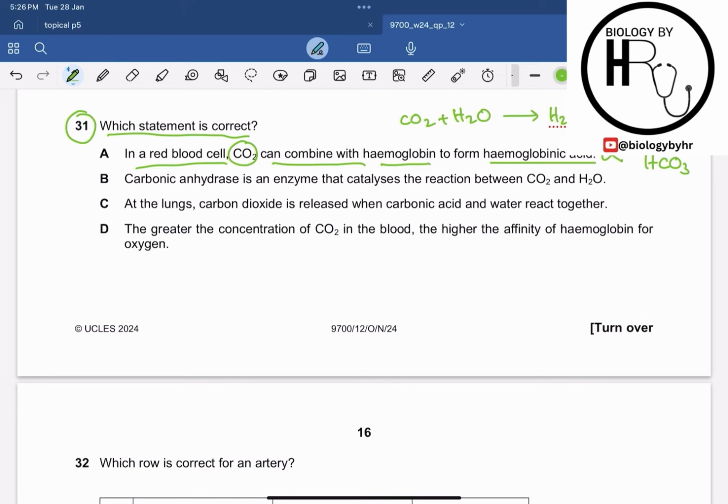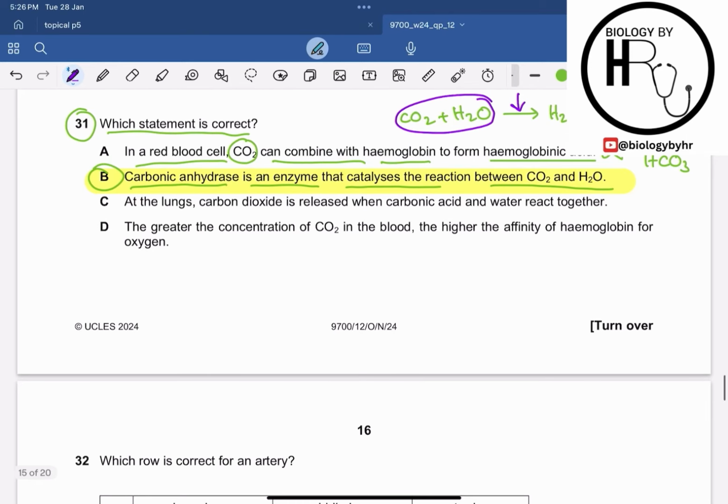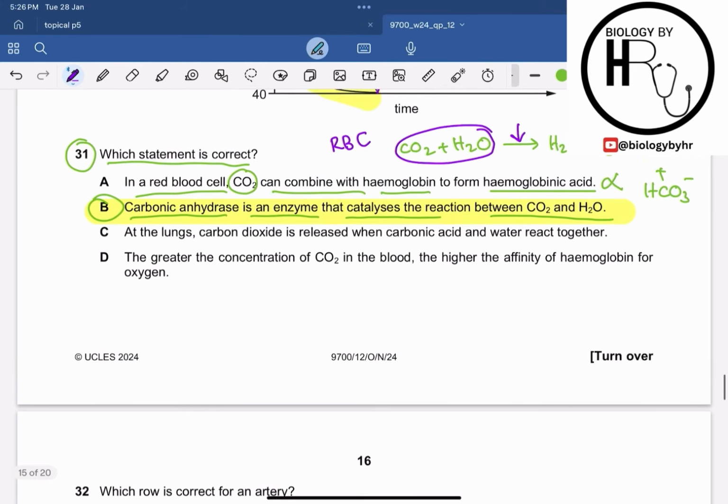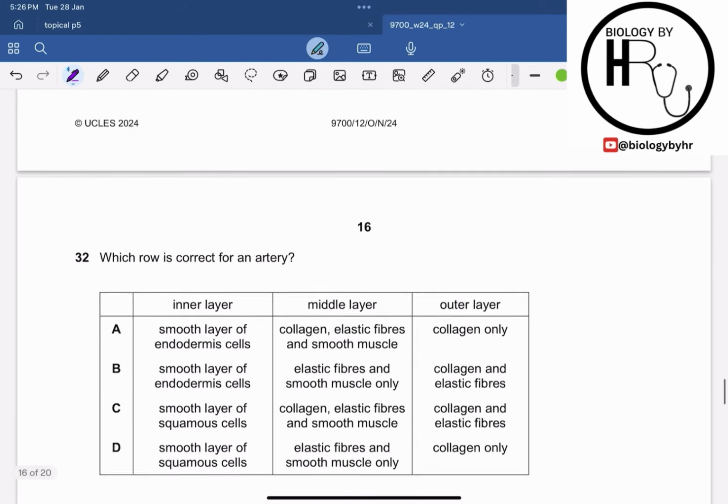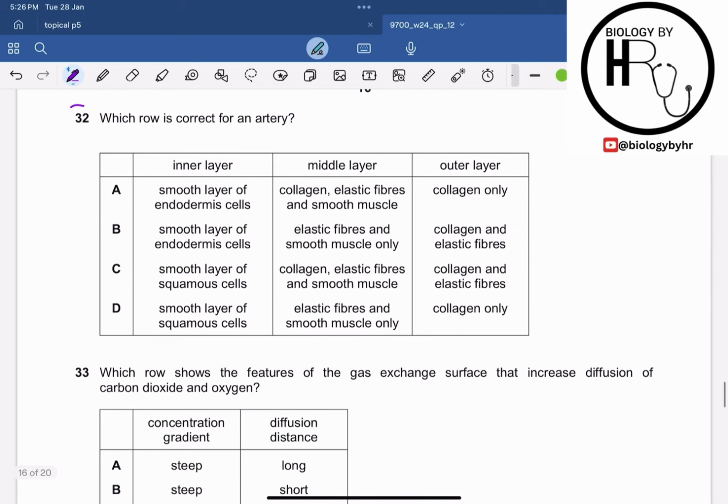So let's now see option B. It says that carbonic anhydrase is an enzyme that catalyzes the reaction between carbon dioxide and water. Yes, this statement is absolutely correct, that carbonic anhydrase is basically an enzyme which is catalyzing this reaction between the carbon dioxide and water, which is happening in the red blood cell. So hence the correct answer for question 31 is option B. Now let's solve question 32.